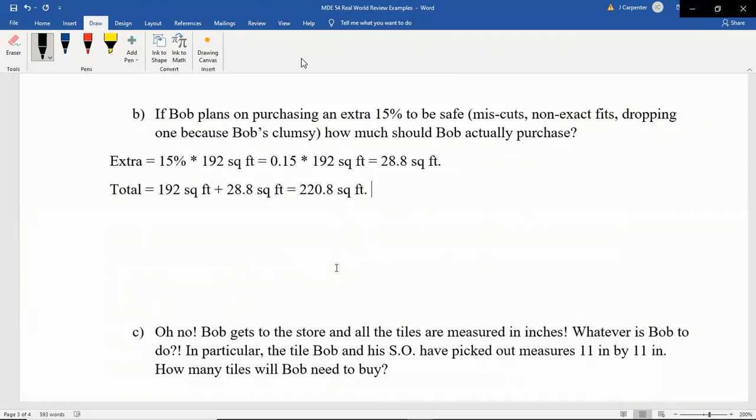Well, Bob's going to need to do some unit conversions. He's going to need to convert his square inches to square feet or vice versa. And it doesn't matter which way, we're only going to do the math for one. In particular, the tile that Bob and his significant other have picked out measure 11 inches by 11 inches. So it's a square tile, but it's not a foot by a foot, it's almost a foot by almost a foot. How many tiles will Bob need to buy?